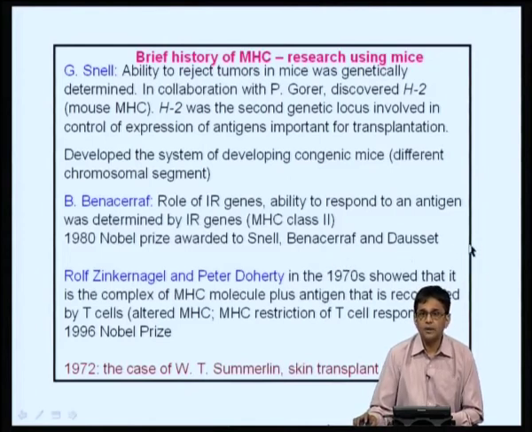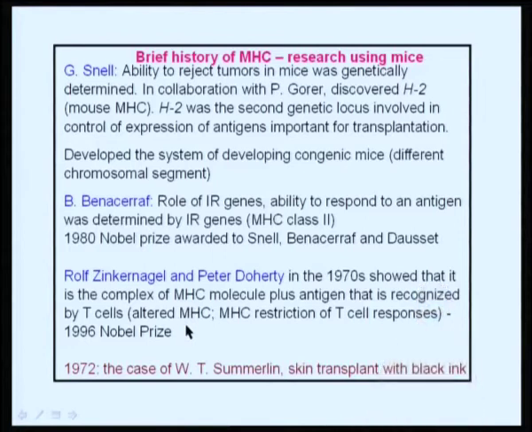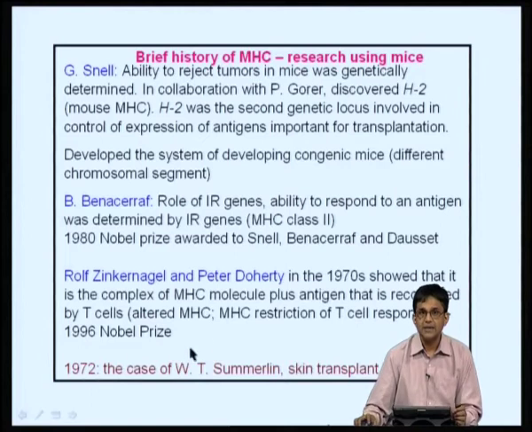Subsequently, there were some critical experiments done by Rolf Zinkernagel and Peter Doherty, who showed it's actually the MHC molecule plus antigen that is responsible for recognition by the T cell receptor, and this is known as the altered self MHC. For this they got the 1996 Nobel Prize. So it's the self MHC, together with a peptide from a pathogen, that is recognized by T cells and is responsible for T cell activation. For improving our understanding of MHC restriction, they received the Nobel Prize.